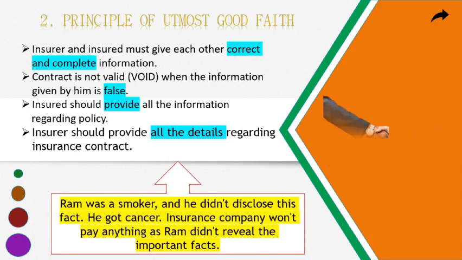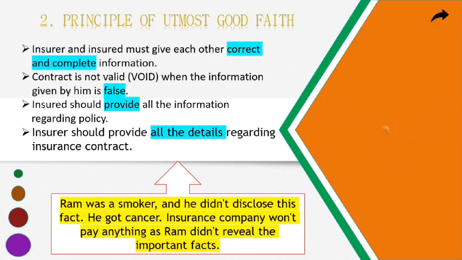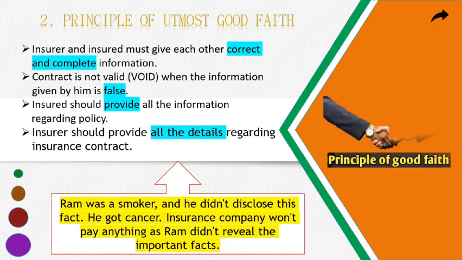Let us take one example. Ram was a smoker and he didn't disclose this fact. After getting the policy, he got cancer. Insurance company is not going to pay anything to Ram as he didn't reveal the important facts to the insurer.